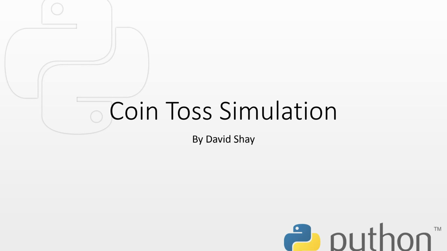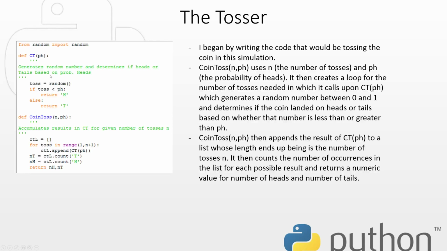Here's my coin toss simulation. Start by importing random from random. Within my code I use coin toss, so I wrote that first. It calls upon CT to generate a random number, and if that number is below the probability of heads, it returns heads. Otherwise, it returns tails.